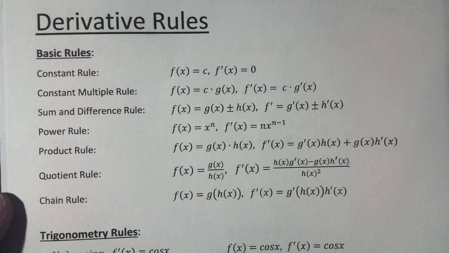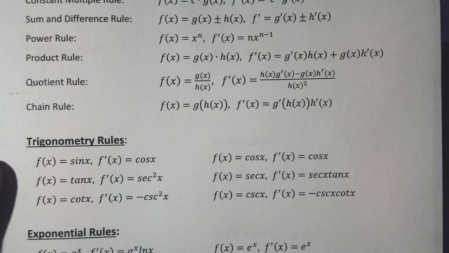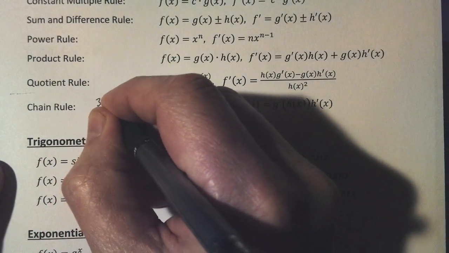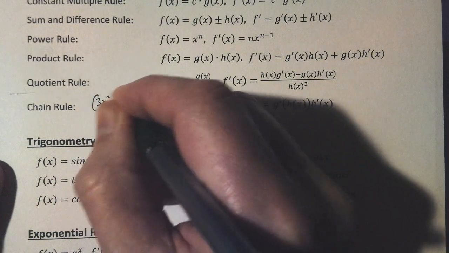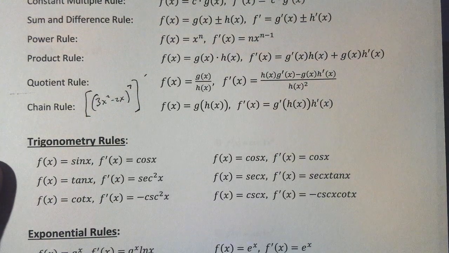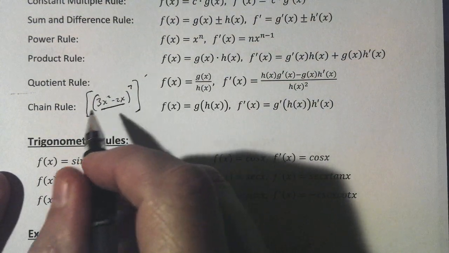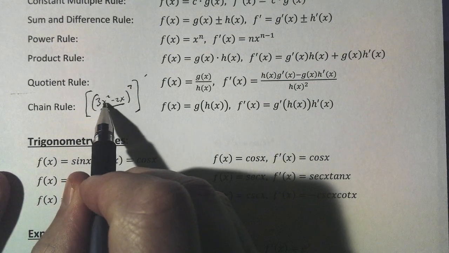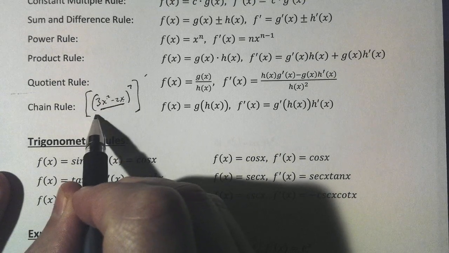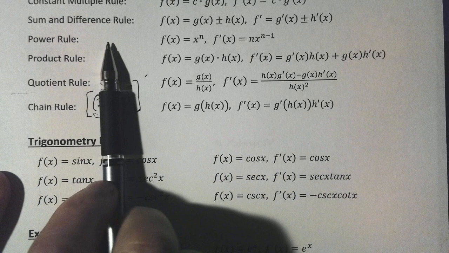We jump down, we've been through all of these rules till here, and here is the chain rule. And chain rule occurs when we have something like, let's say, (3x squared minus 2x) to the 7th, and we want to find the derivative of that. And that's where we have an inside function that takes things, squares them, multiplies them by 3, and subtracts 2 times the thing.